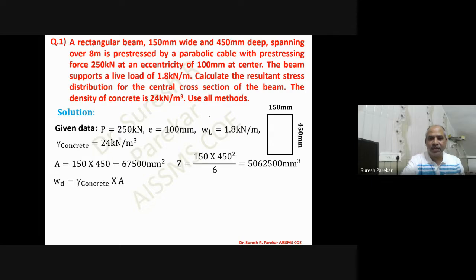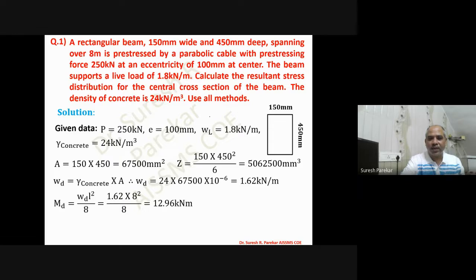Z, we have bd square by 6. W_D is gamma concrete into A, W_D from this is 1.62 kilonewton per meter. M_D we will get 12.96, M_L 14.4. These are the values.